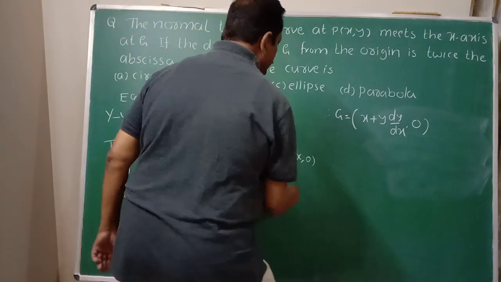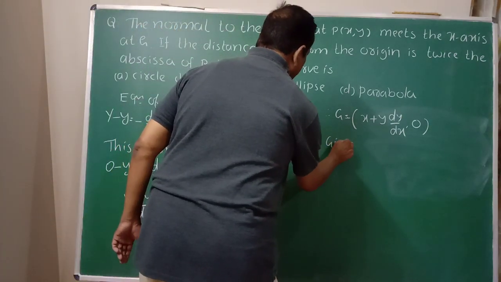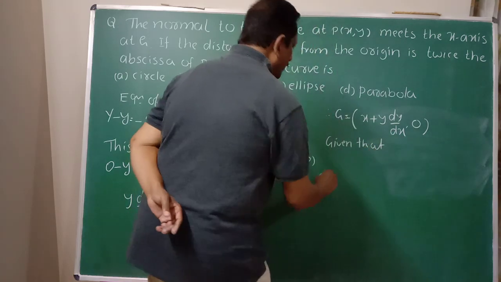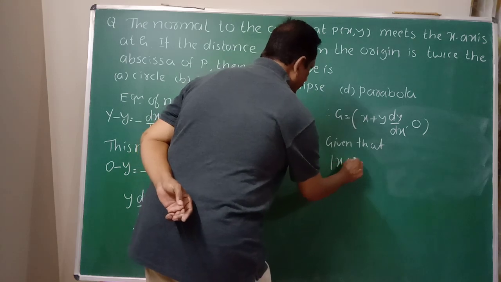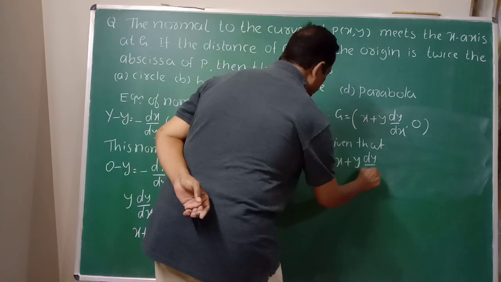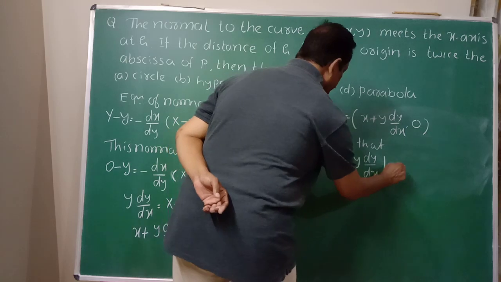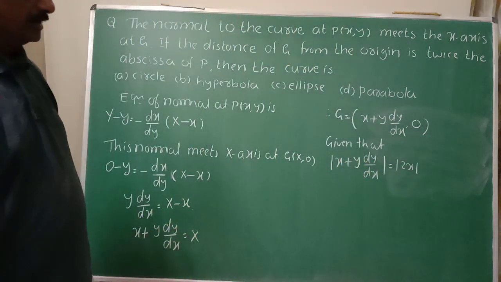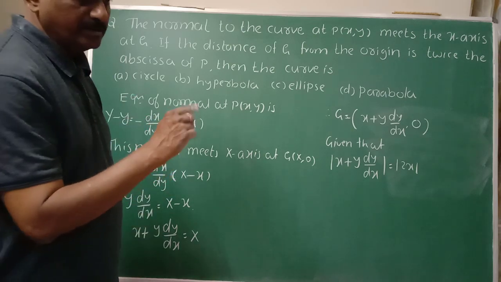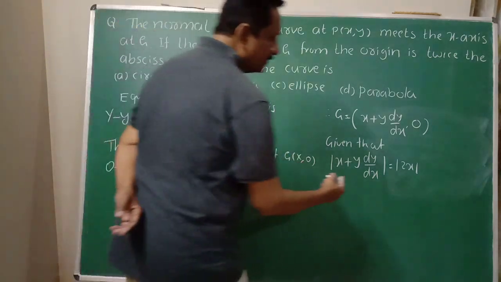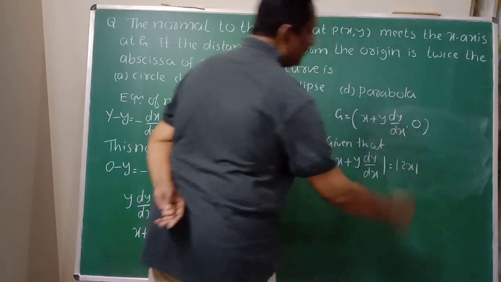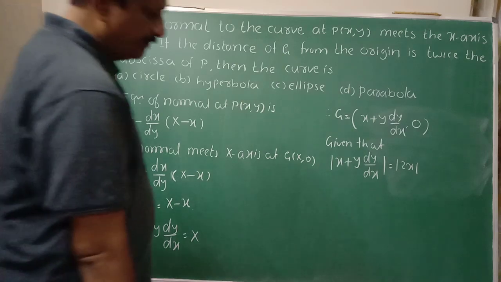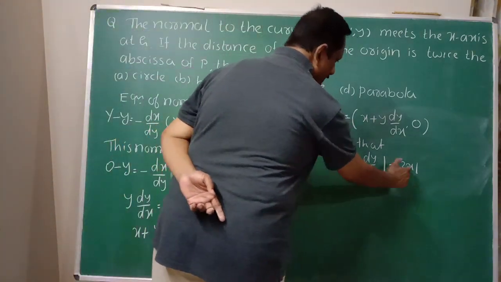Okay, so here given that modulus of x plus y into dy upon dx is equal to modulus of 2x. The distance of g from the origin is equal to twice the abscissa of the point P, twice the abscissa of the point P. The abscissa is the x coordinate here. So if you remove this modulus, then it becomes plus or minus.